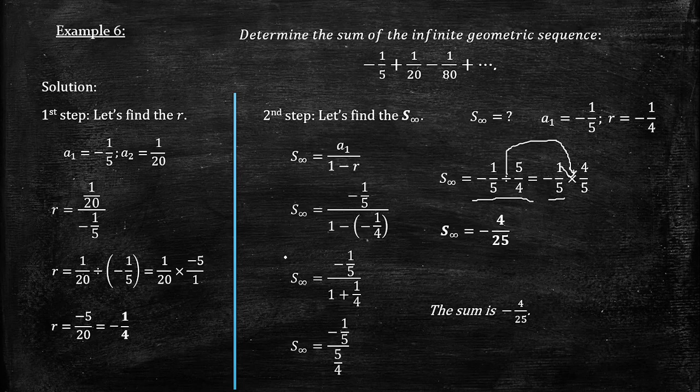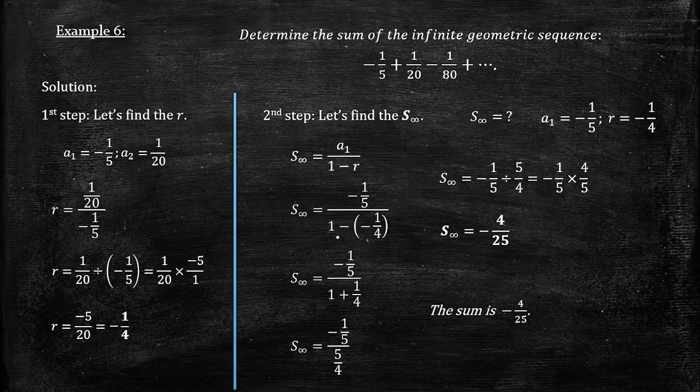So the sum of the infinite geometric sequence, negative 1/5 plus 1 over 20 minus 1 over 80 plus so on and so forth, is negative 4 over 25. So that's all for the example for finding the sum of an infinite geometric sequence.